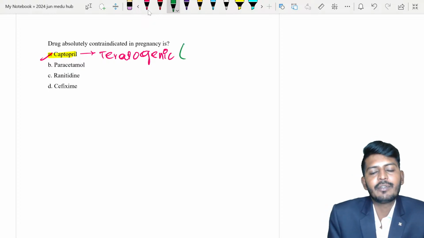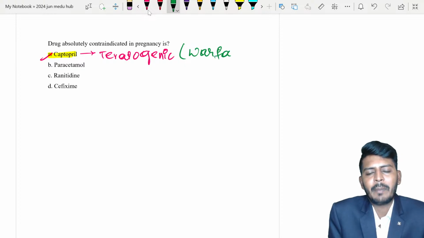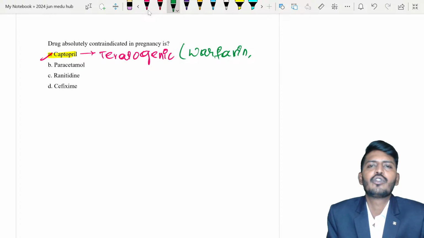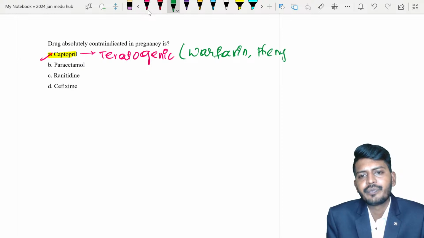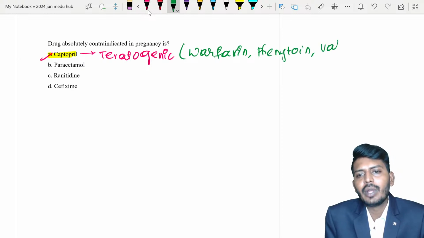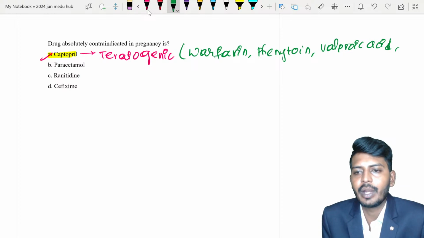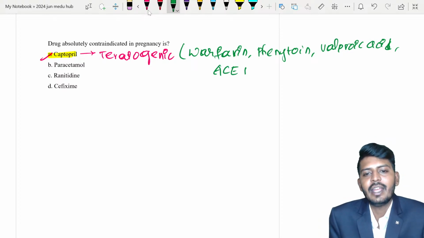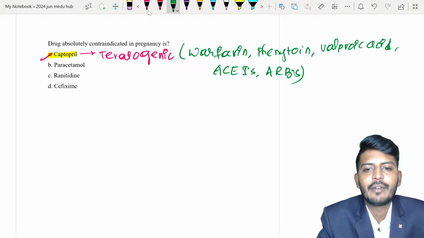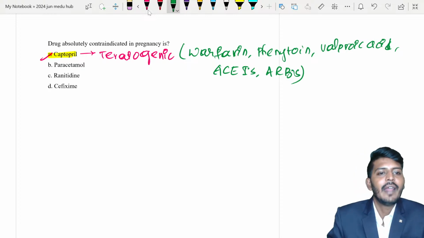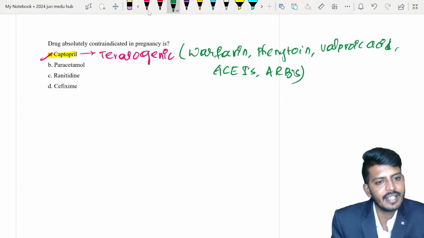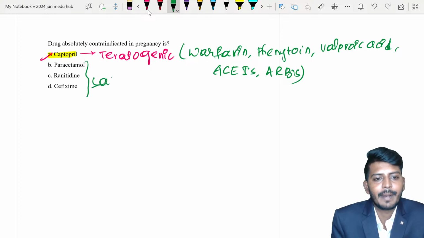Teratogenic drugs. Examples: warfarin. There is a big list of drugs, just a few of them that can be asked repeatedly. Warfarin is teratogenic. Phenytoin is teratogenic. Valproic acid, that is sodium valproate, is teratogenic. ACE inhibitors are teratogenic. Then ARBs. These are some drugs which are very dangerous to use in pregnancy. Warfarin, phenytoin, valproic acid, ACE inhibitors, ARBs, all of them are contraindicated in pregnancy. Paracetamol is safe in pregnancy. All three of them are actually safe in pregnancy.